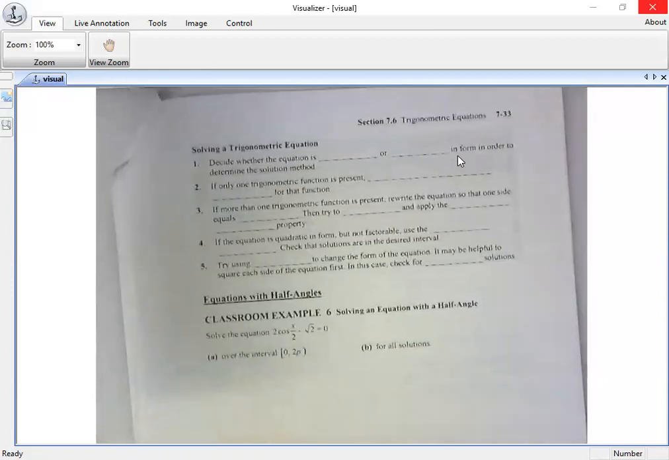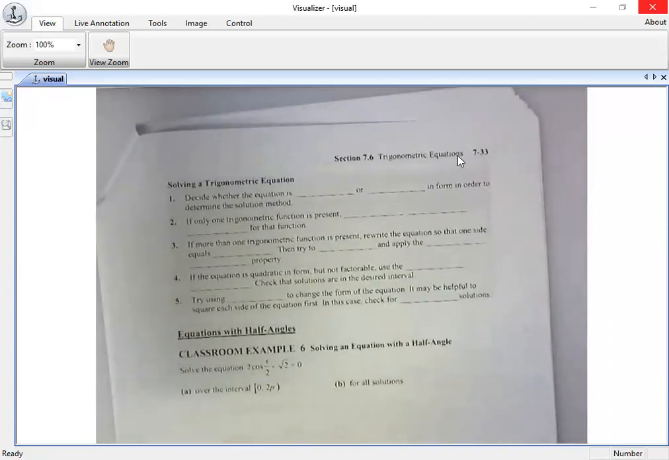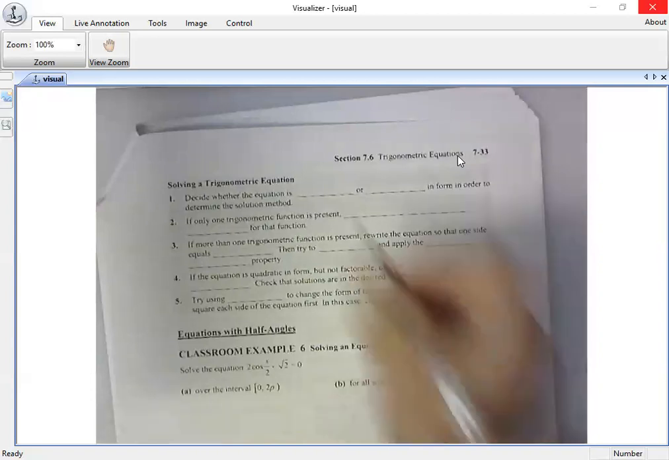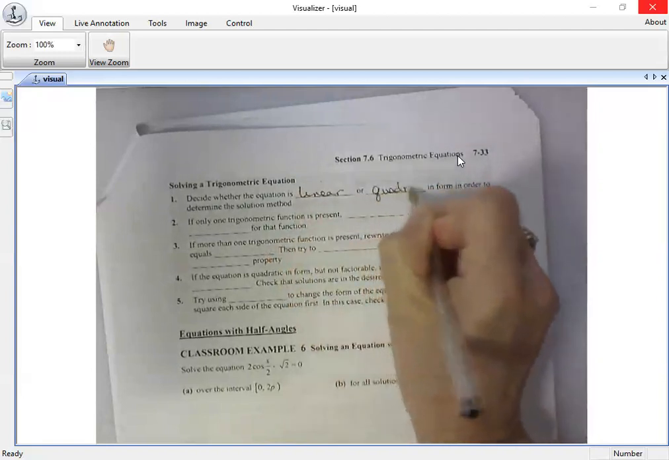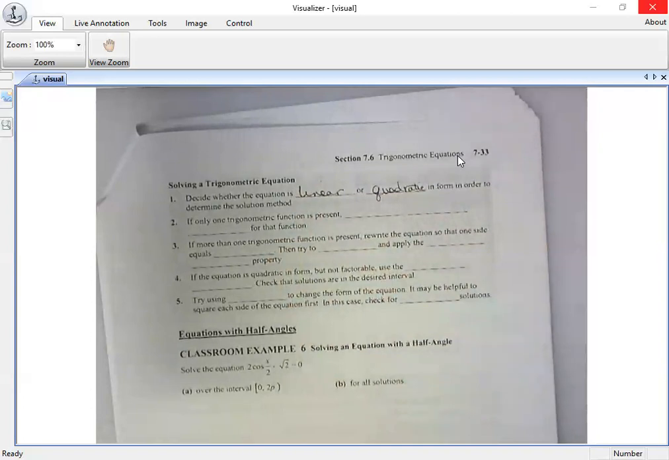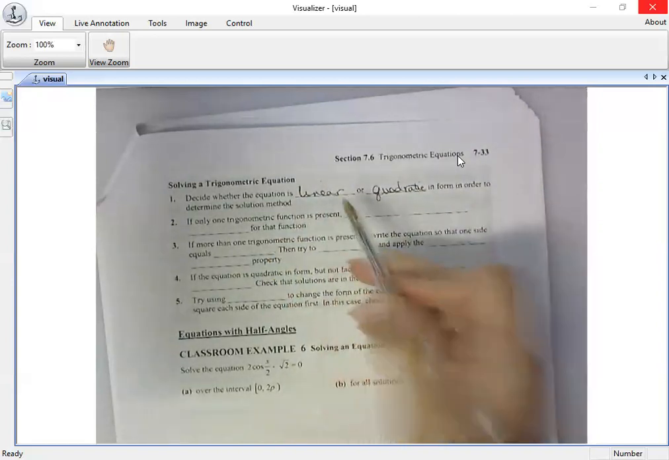Okay, but we will talk about strategies for solving these trig equations. First of all, when I look at it, I want to decide if what I have is linear or quadratic in form. Now tell me what that's actually saying. When I look at the equation, how would I decide if it's linear or if it's quadratic? What would indicate it's quadratic? It's got to be like sine squared of angle x or cotangent squared of angle x. If I don't have an exponent on my trig ratio, then it would be linear, okay?